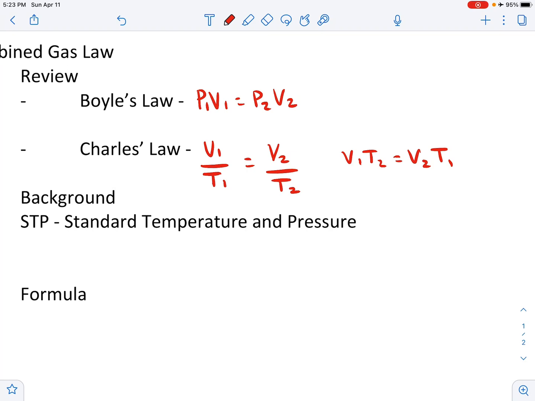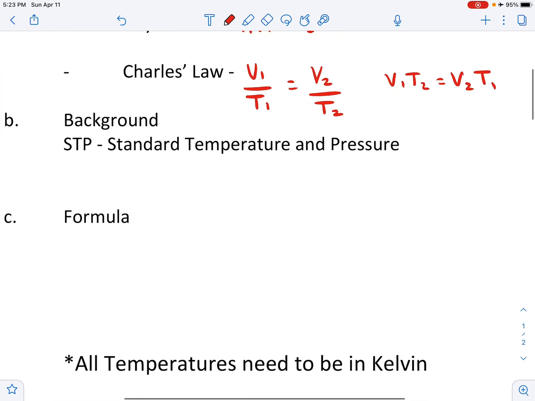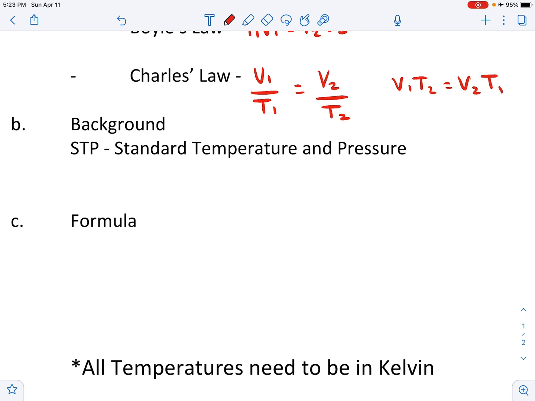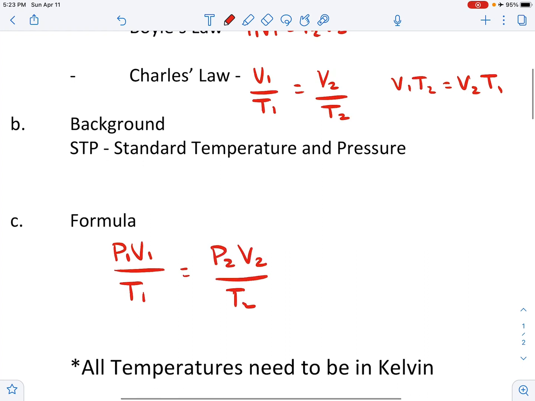Now, if we just squish those together and eliminate the extra V's there, we would come up with P1 V1 over T1 is equal to P2 V2 over T2. Or we could look at it in terms of P1 V1 T2 is equal to P2 V2 T1.